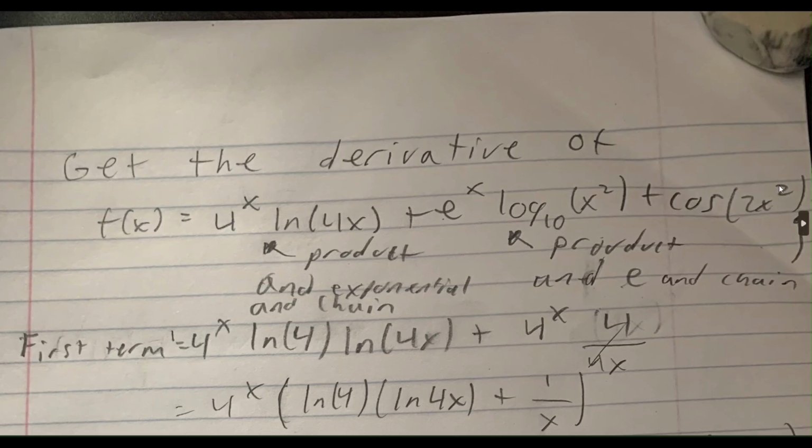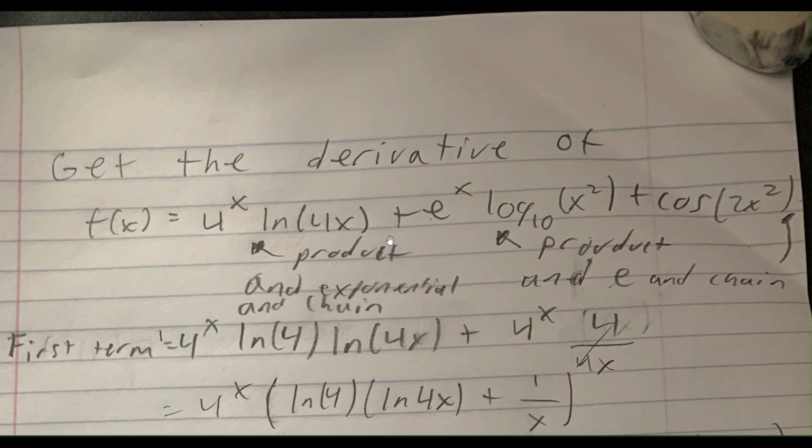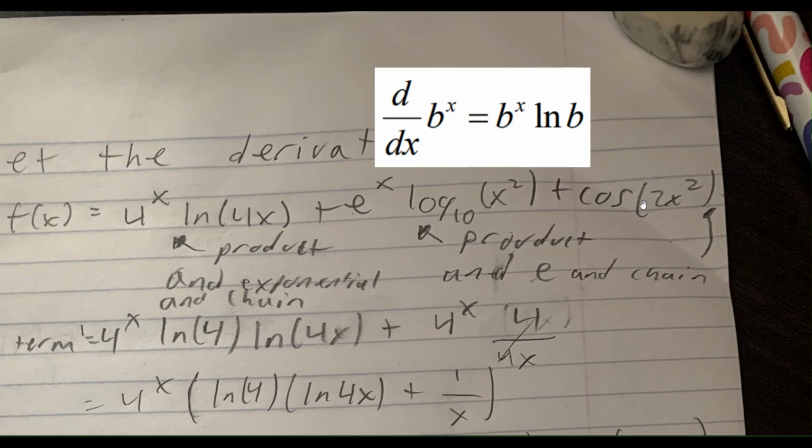We are just getting the derivative of this function right here, which involves exponential functions, the constant e, and of course trigonometric functions as well. Here are some of the rules we will have to use. For this term, we have to use the product rule, and the same for this term. But we also have an exponential, so we have to use the exponential rule and then the chain rule, and we have e and the chain rule here as well.